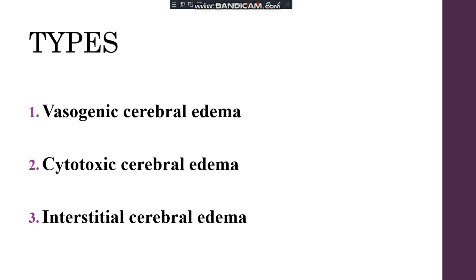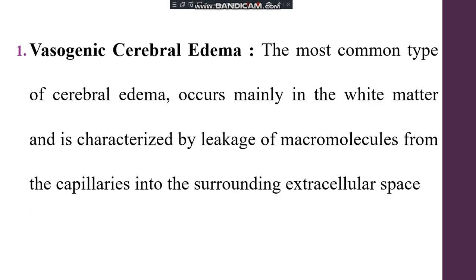Now we can see what the different types of cerebral edema are. You have to strictly keep in mind that we have three types of cerebral edema. I will read them: first, vasogenic cerebral edema; second, cytotoxic cerebral edema; third, interstitial cerebral edema. Okay, so here we can see one by one.